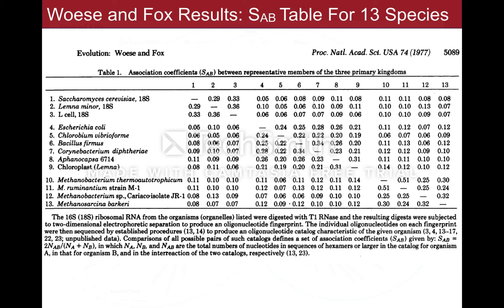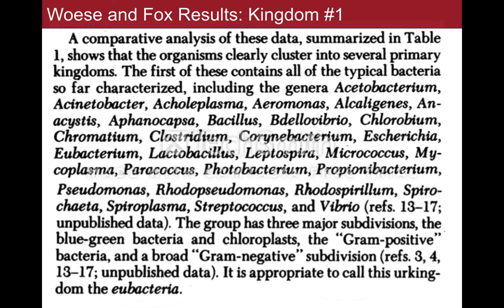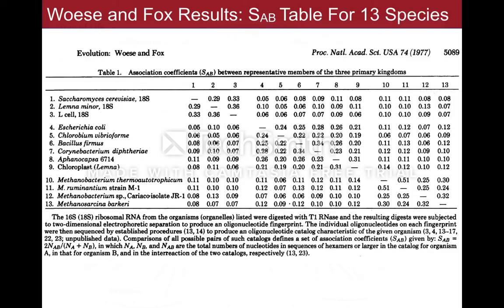Now, once you see that, it's easy, right? You can see it's very clear. All right, so they then go through and talk about each of the different groups. Here's the comparative analysis of the data, which shows the organisms clearly cluster, but let's focus on the first. The first of these contains all of the typical bacteria characterized so far, including the genera Acetobacterium, Acinetobacter, et cetera, et cetera, et cetera. So that's kind of weird.